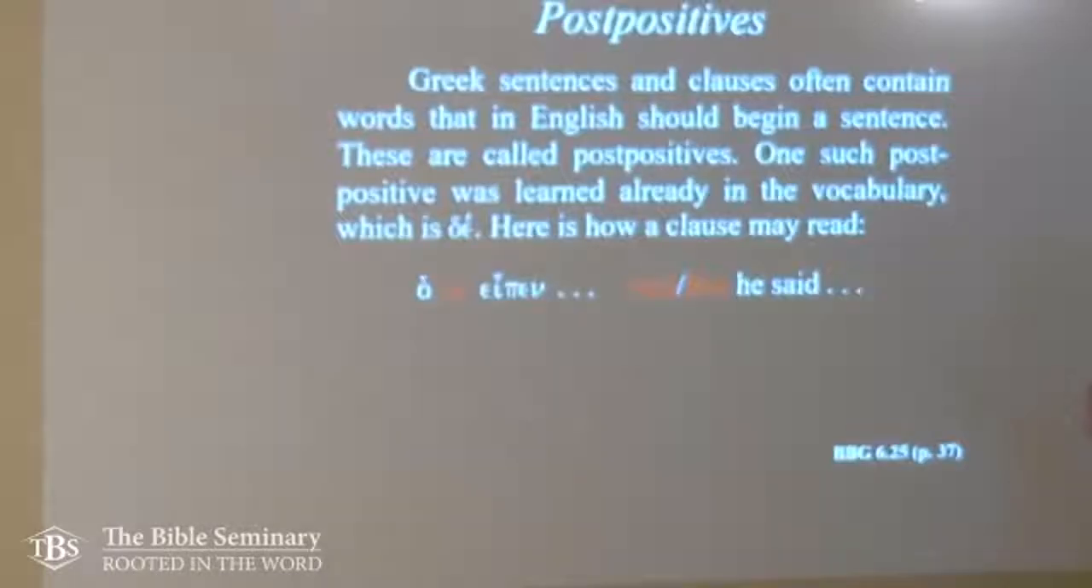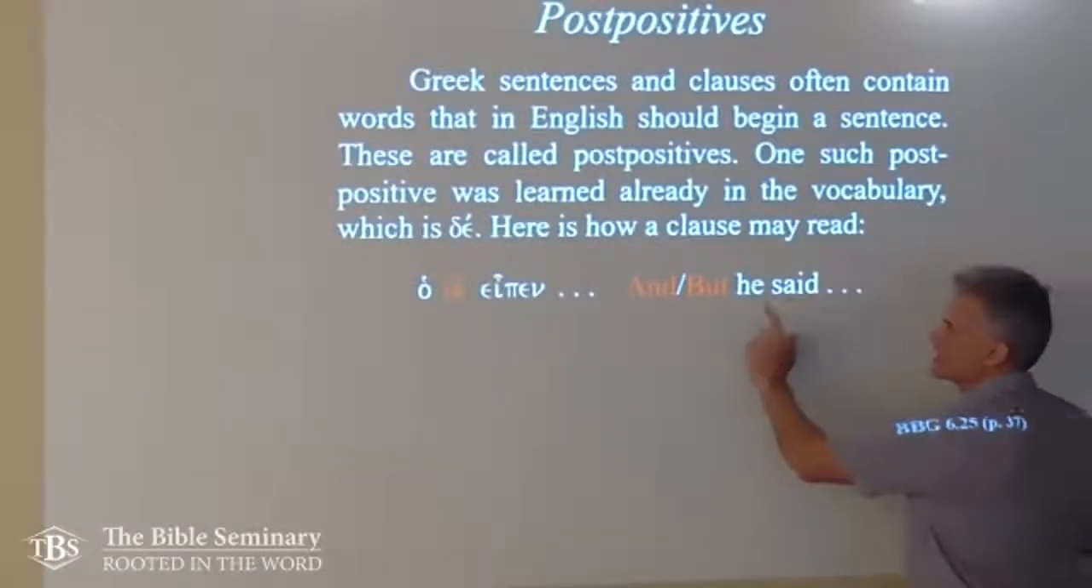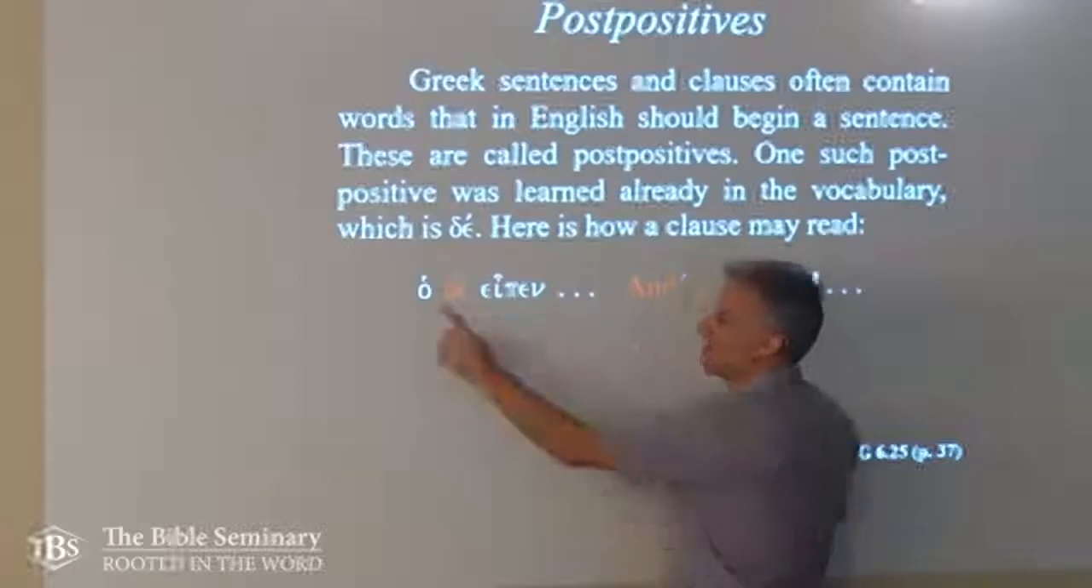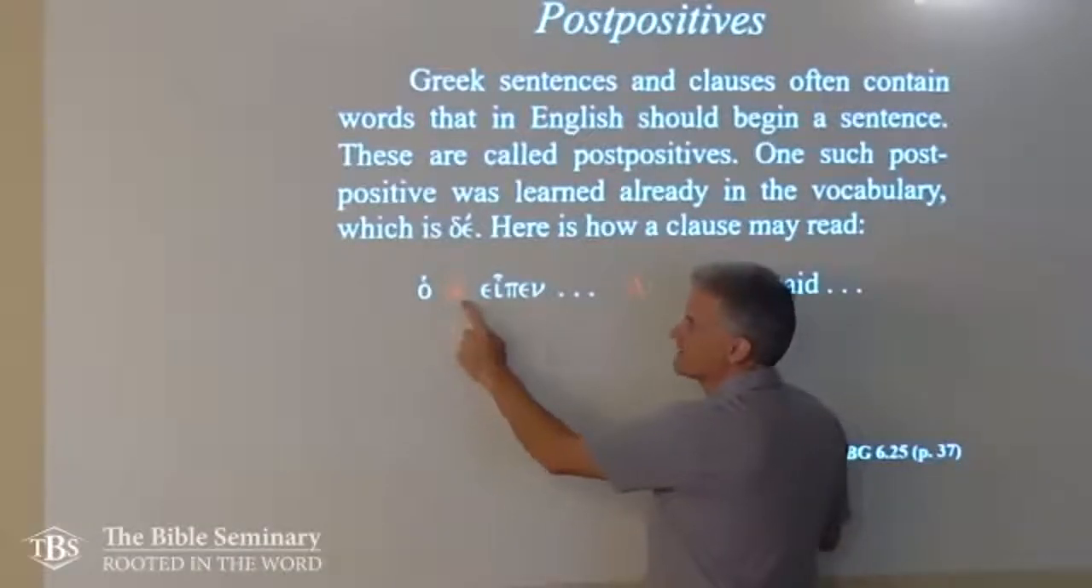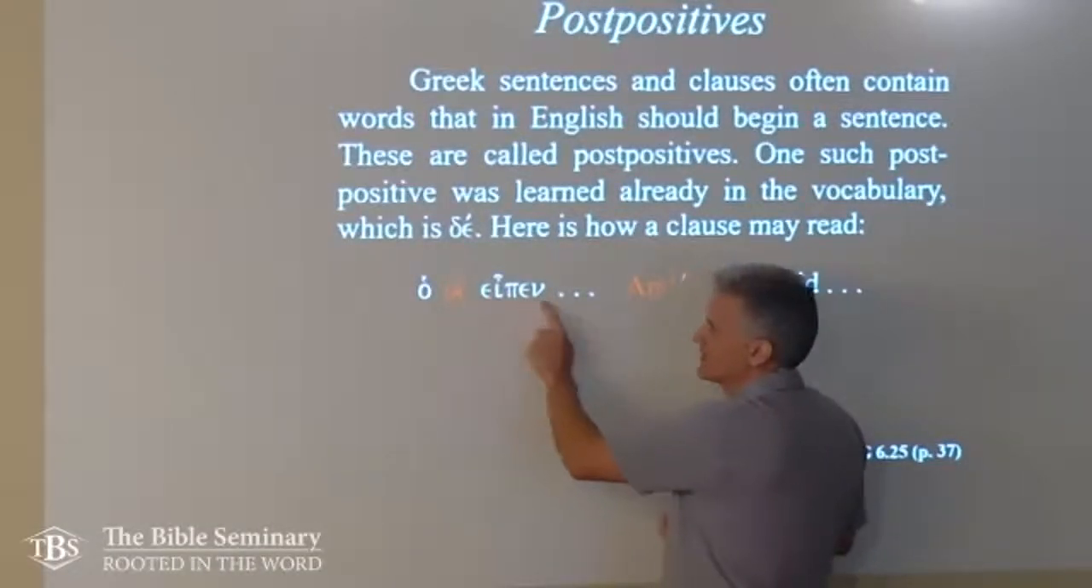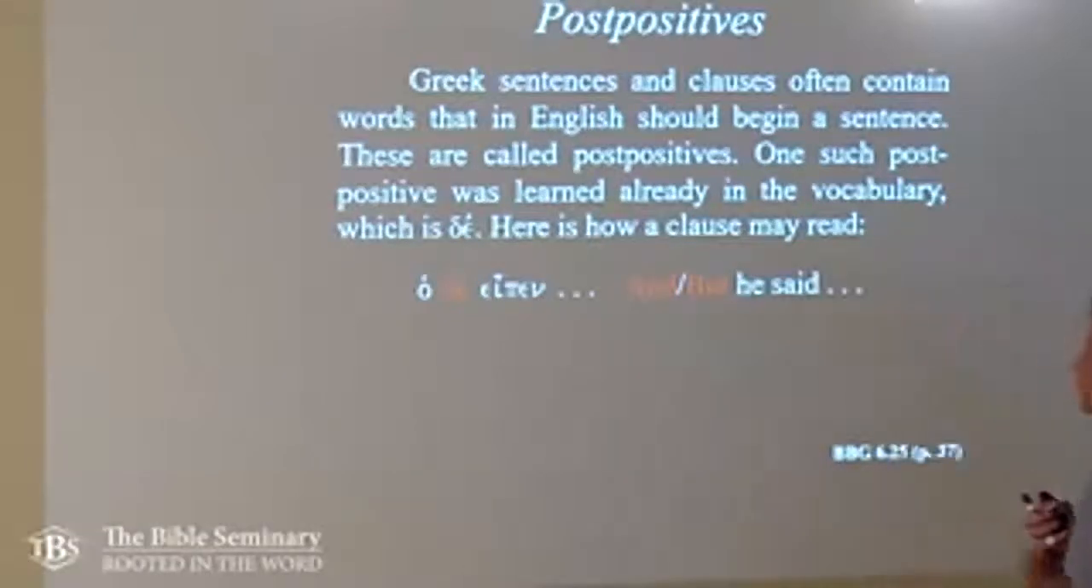Last slide. Postpositives. Greek sentences and clauses often contain words that in English should begin a sentence. These are called postpositives. One such postpositive was learned already in the vocabulary, which is de. That's one of your words you know, right? And or but, mainly. Here is how a clause may read: ho de eipen. That's a verb, and it means he, she, or it said. It's a past tense.